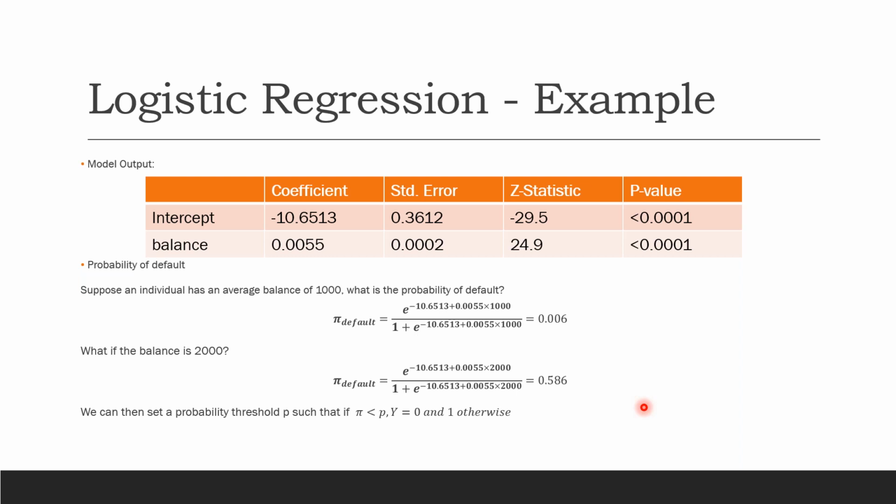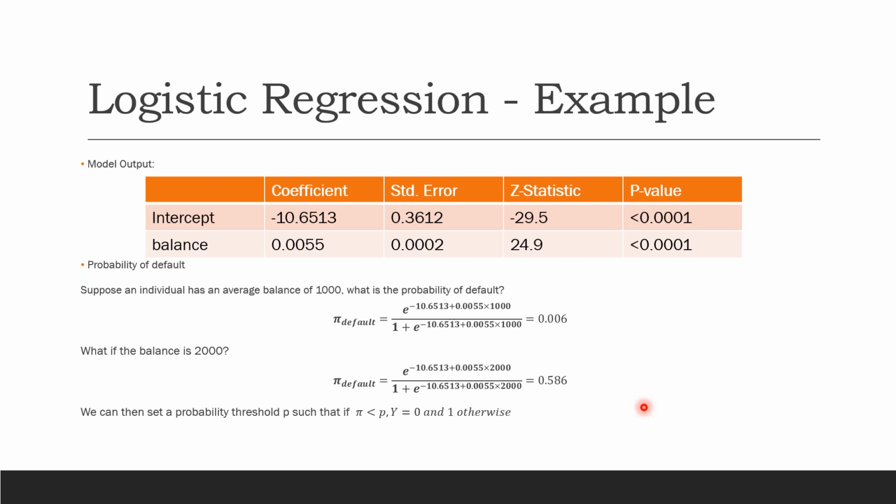If the probability is less than 0.5, you say that y is equal to 0, which is, this person will not default. And if the probability is greater than 0.5, y will be equal to 1. So you'll say that this person is likely to default. This probability threshold can be changed. Suppose you can change it to 0.6 or change it to 0.5. So only when the probability of defaulting is really high will you classify that person as a defaulter.